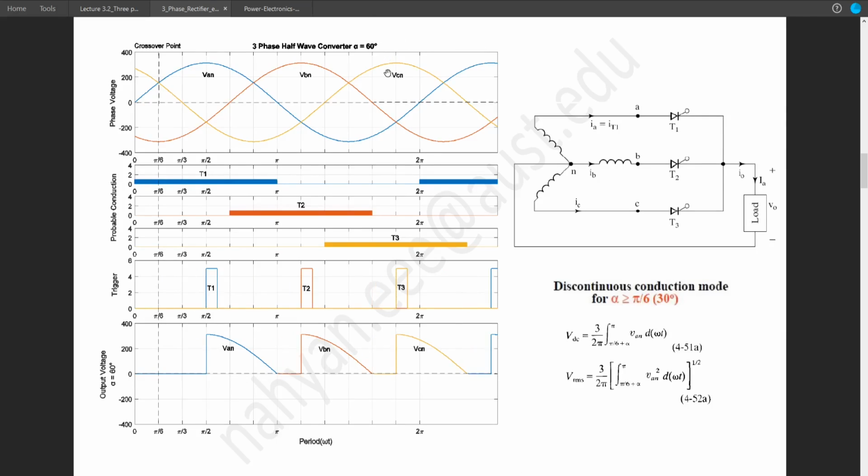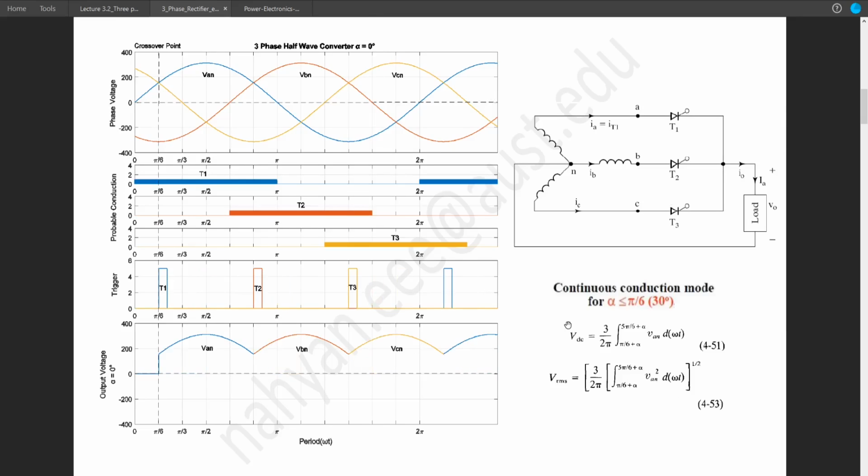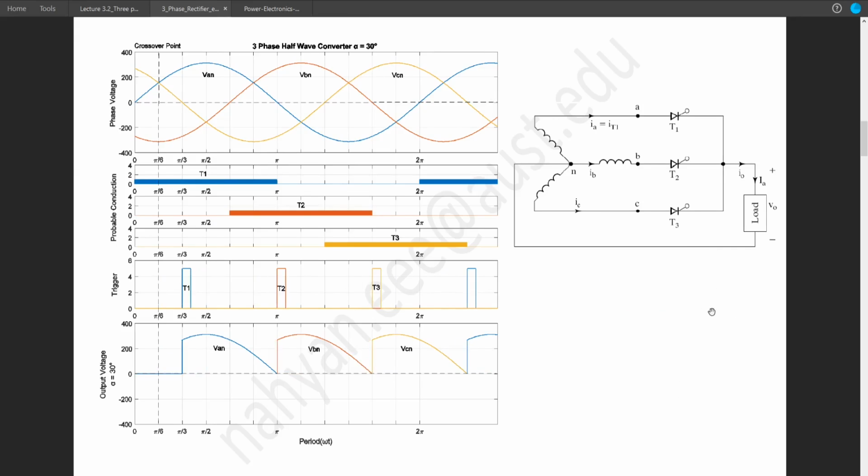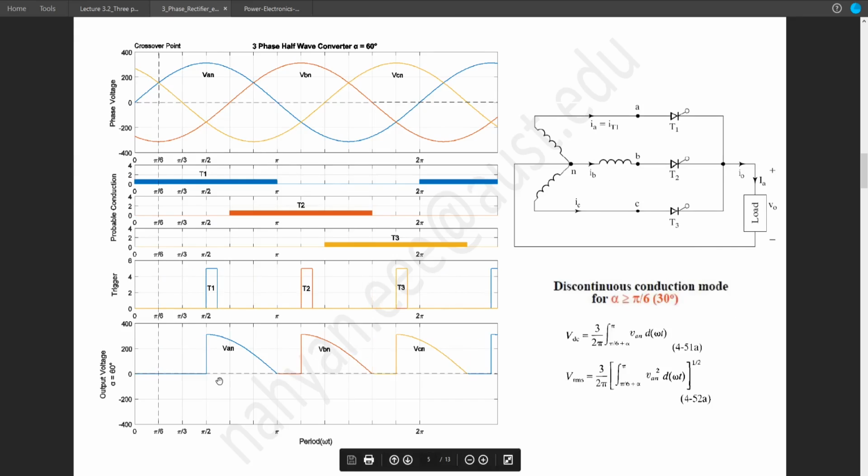So if we move on to alpha equals 60 degree, the previous equation will not apply because there is a discontinuity. So in this new equation, the period stays the same, which is 4 blocks. It is 120 degree. So twice pi over 3, and the limit will be changed to pi by 6 plus alpha to pi, because no matter what we do, this conduction won't go beyond pi. So for the case of discontinuous mode, this upper limit will be restricted to pi. These equations can be found here in the book.